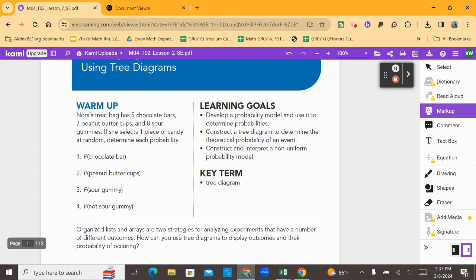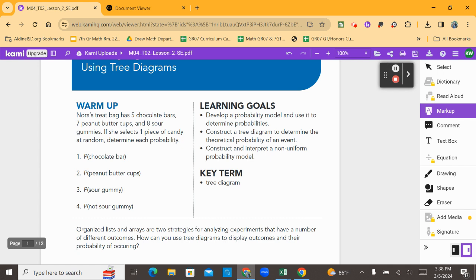It reads, Nora's treat bag has 5 chocolate bars, 7 peanut butter cups, and 8 sour gummies. If she selects one piece of candy at random, determine each probability. So you already know how to determine simple probability. That's exactly what this is. So find the total of how many treats are in the bag, and then determine the probability of 1, a chocolate bar, 2, getting a peanut butter cup, 3, choosing a sour gummy, and 4, choosing something that is not a sour gummy. All right, set your timer for about 4 minutes max, because this really shouldn't take that long to complete. 4 minutes, pause here.